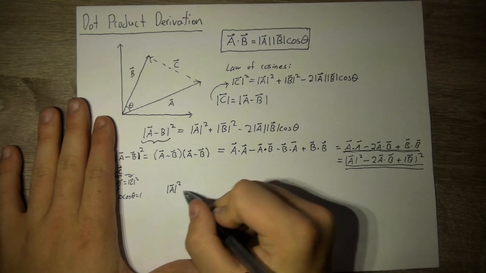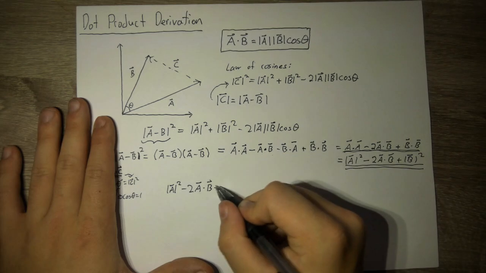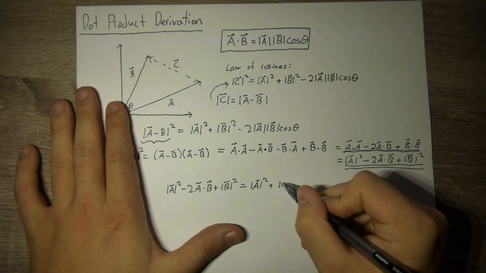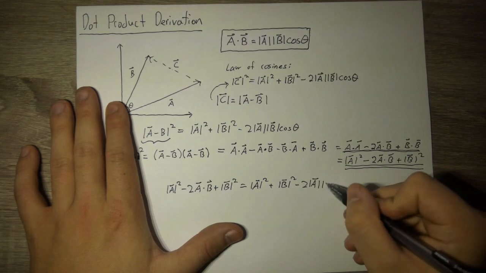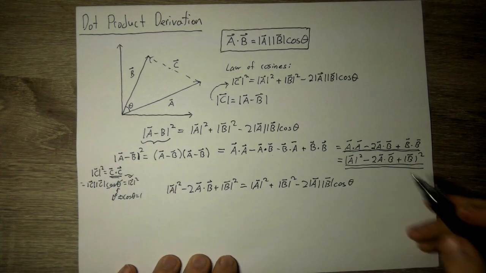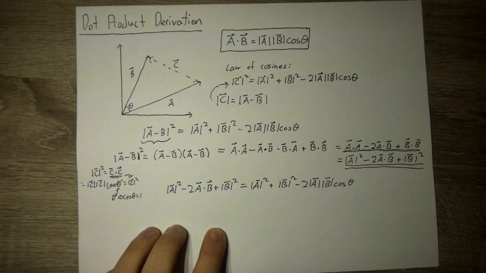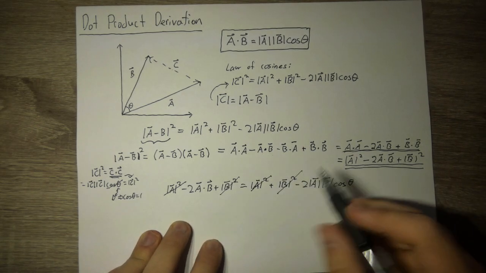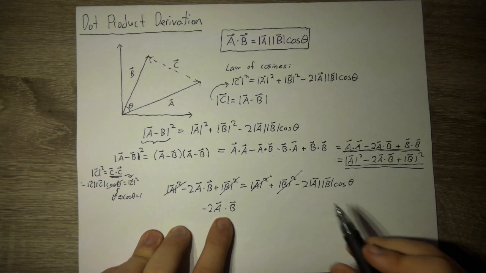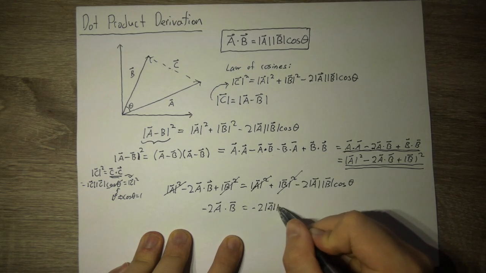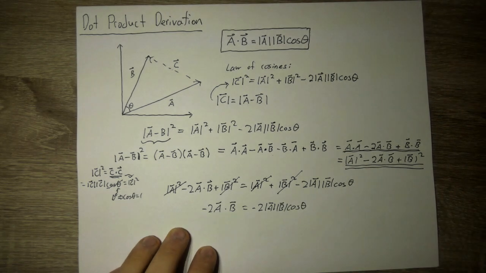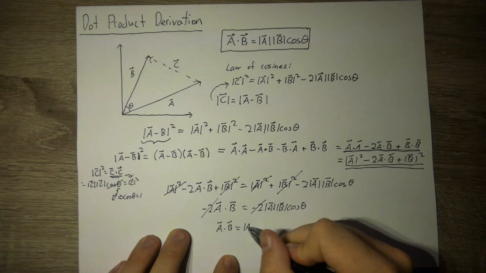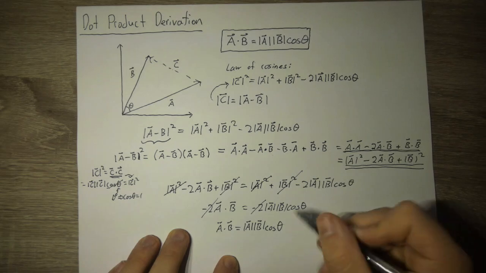If I write that all out, I get this on the left equals this equation. Sometimes it takes a while to write everything out. And we have this. Notice we've got the same terms on each side, so this cancels out with this, and this cancels out with this, and what we're left with is negative 2 A dot B equals negative 2 magnitude of A times magnitude of B cosine theta. The negative 2's cancel out, and we're left with A dot B is equal to the magnitude of A times the magnitude of B cosine theta.